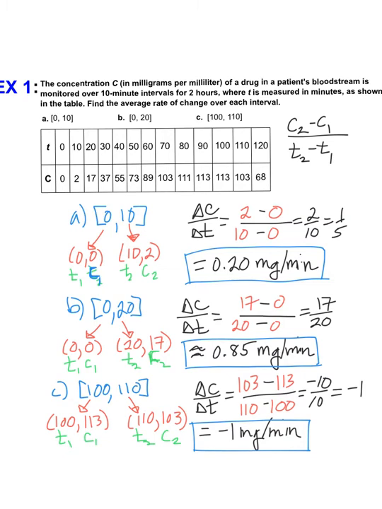Okay, so next you get a try. What I want you to do at this point is to pause the video, and use the table that we just had in example 1, and find the average rate of change over these intervals that I've chosen here for you. So pause the video, do it on your own, then restart the video.